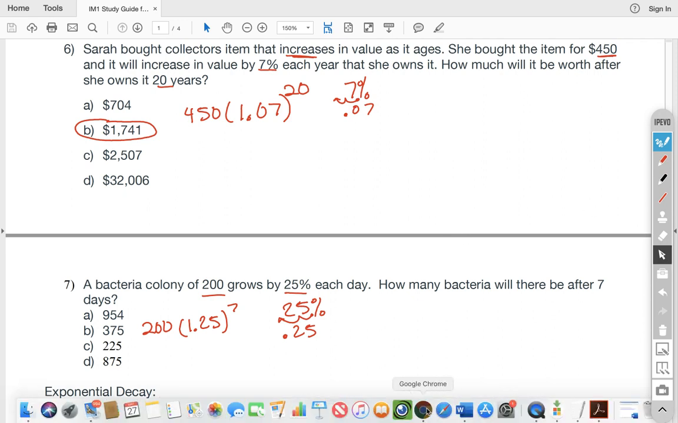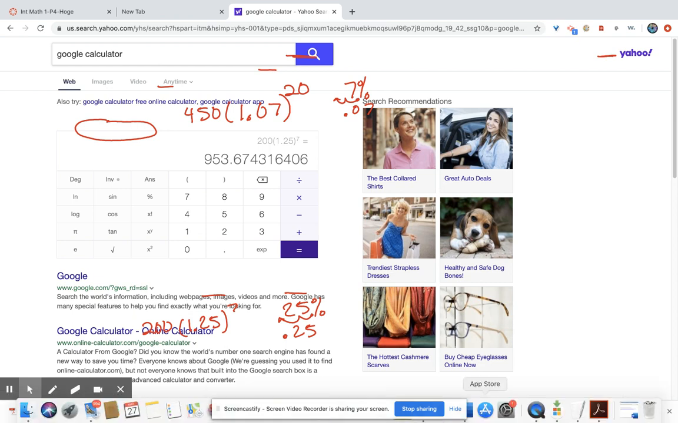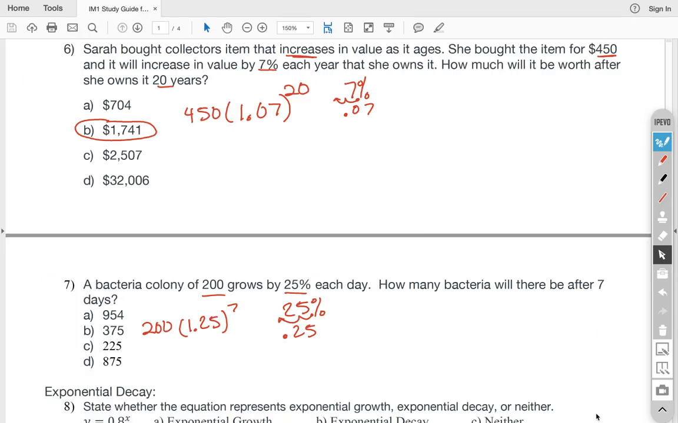Let's go ahead and do that. 200, so let's clear this. 200, parenthesis, 1.25, parenthesis, raised to the 7th power. It gives you 953.67, so about 954. All right, 954. Let's remember that, 954. So it's this one.